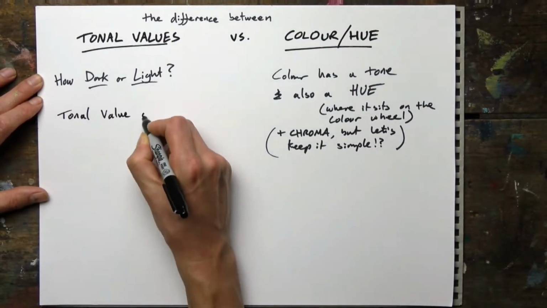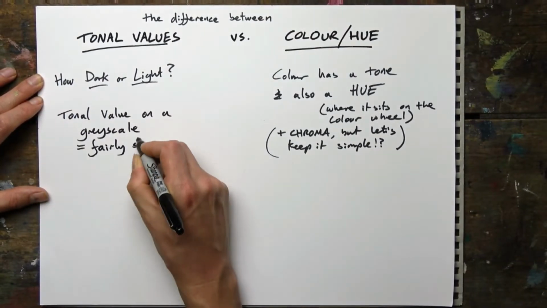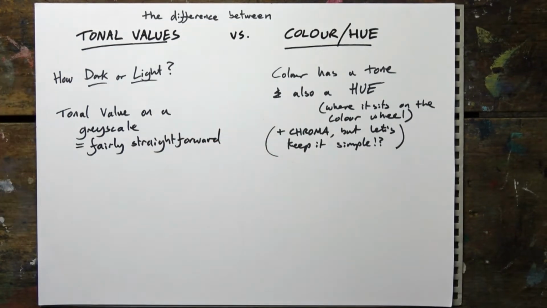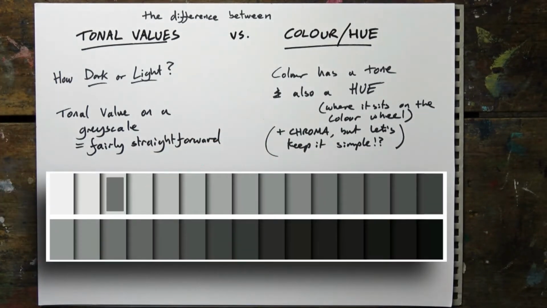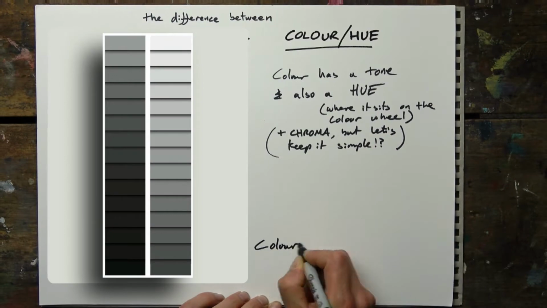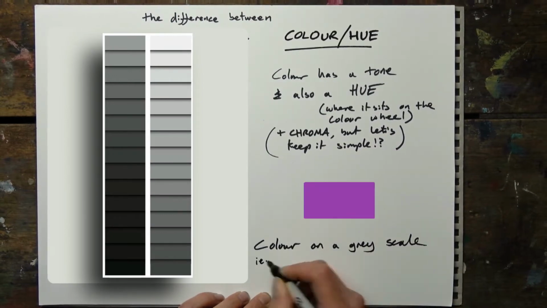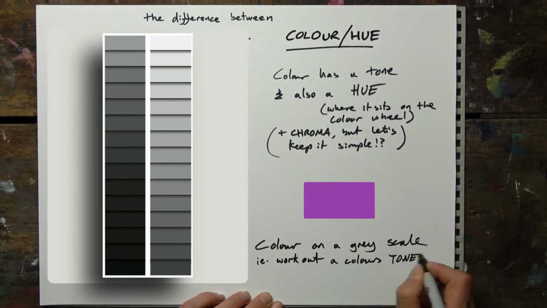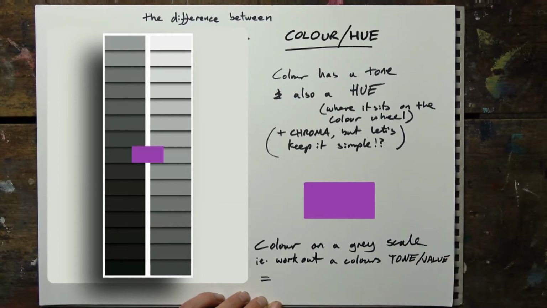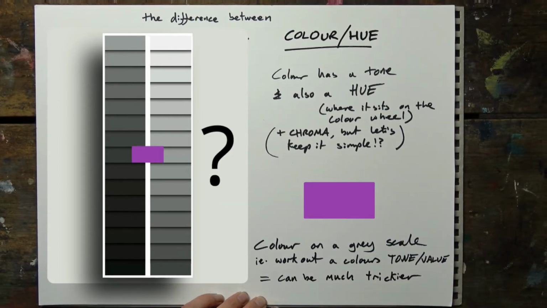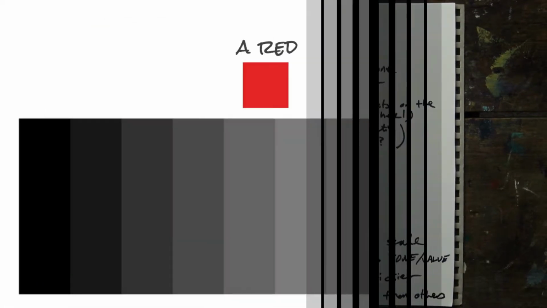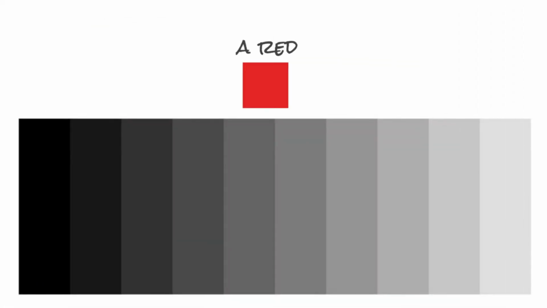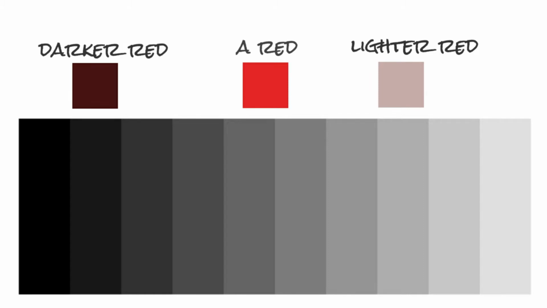So tonal value is pretty straightforward when we're trying to place a grey swatch on a value scale. When we have it in the right place on the scale for its value, obviously we can't see it anymore. However, working out where a colour other than neutral grey sits on the same scale, i.e. working out a colour's tone, can be much trickier, and some colours are easier than others. So here we have a red, and we can have a lighter red, and we can have a darker red, and a whole host of different reds in between.